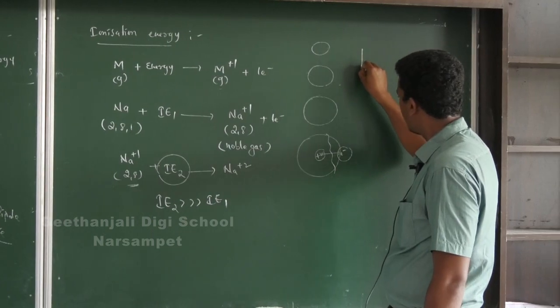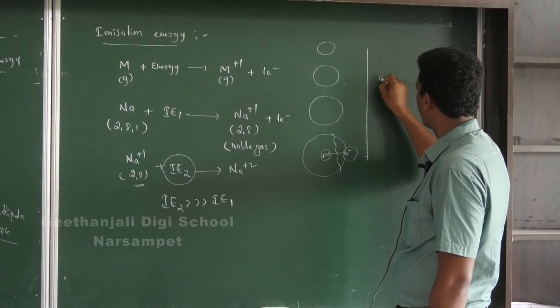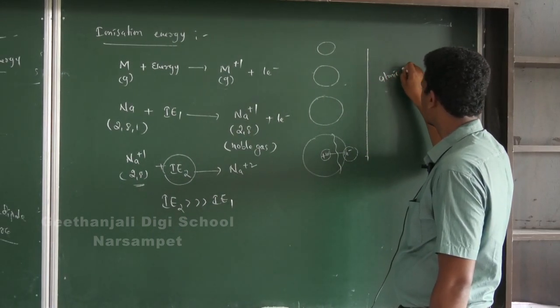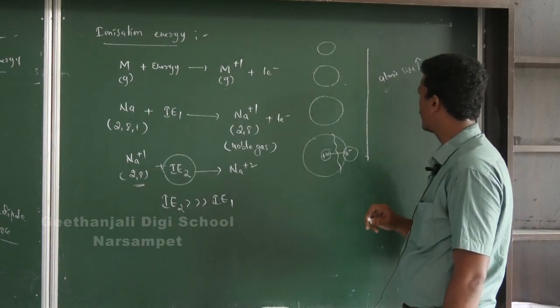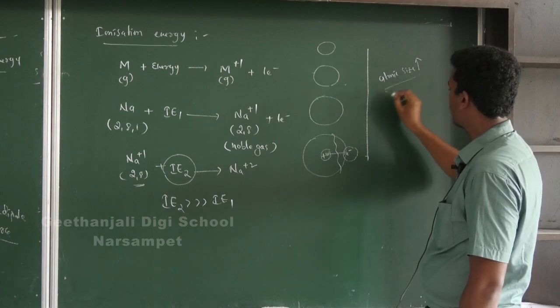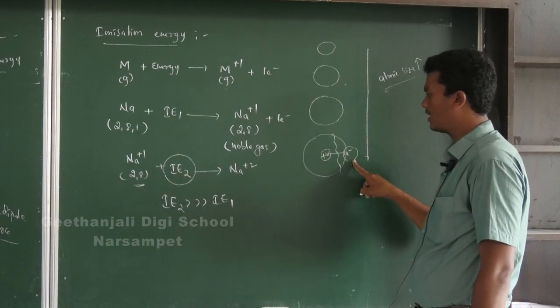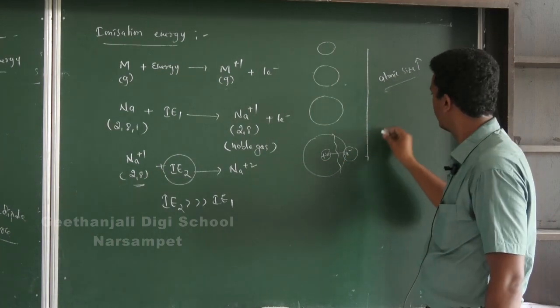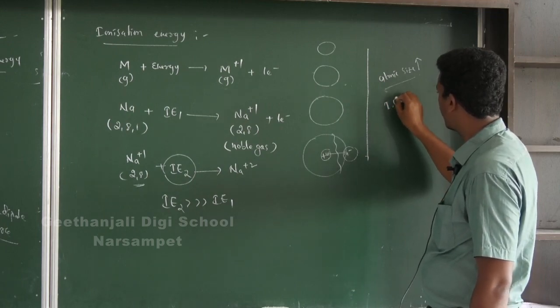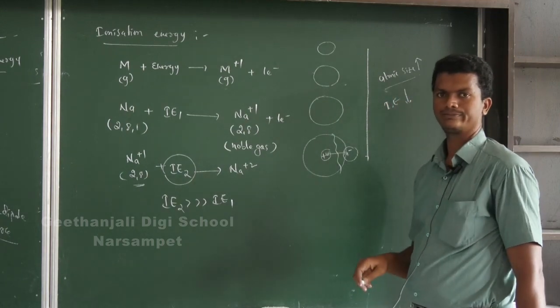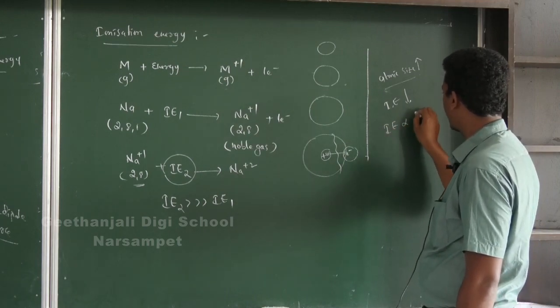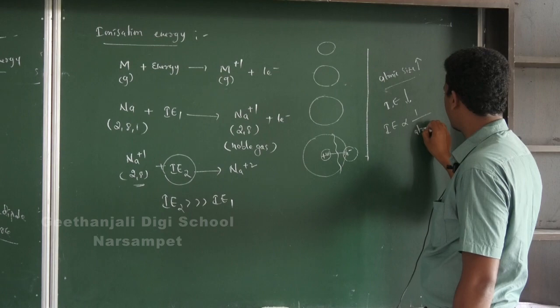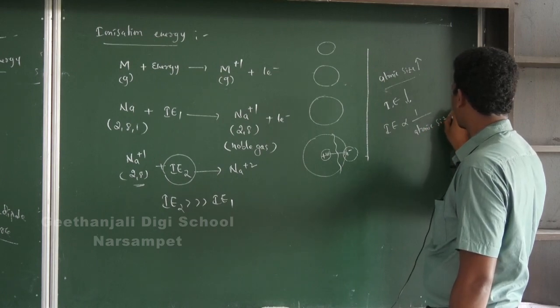So here the relationship we will follow: the atomic size increases because the number of shells increases. With increase in the atomic size, the nucleus to outermost electron attraction decreases, so the ionization energy decreases. So what is the relation between these two properties? Ionization energy is inversely proportional to atomic size.